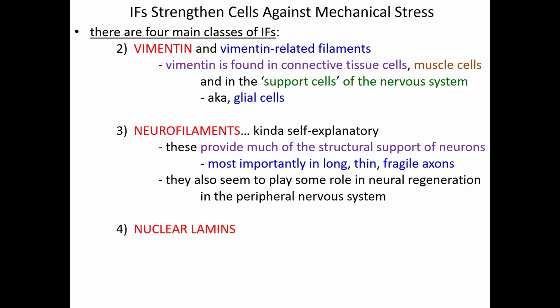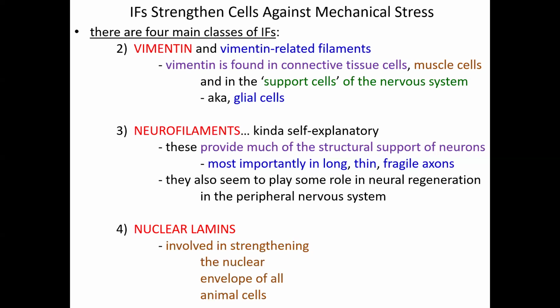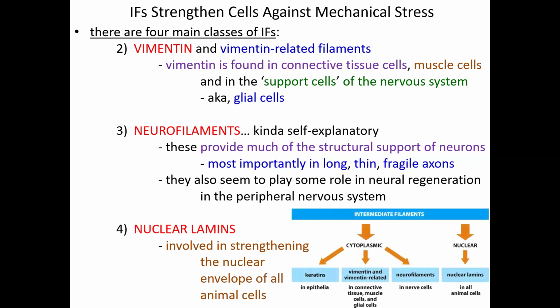And then the fourth class we talked about already, that's the nuclear lamins, the proteins that are involved in making the nuclear cortex. These proteins strengthen the nuclear envelope and give structure to the nuclear membrane of animal cells. So the four classes: keratin, vimentins, and neurofilaments are all cytoplasmic, giving strength and stability to epithelial cells, connective cells, or neuronal cells, respectively. And then we have the nuclear lamins as the fourth class. They're the only class that's not cytoplasmic, and they're making up the proteins of the nuclear cortex.